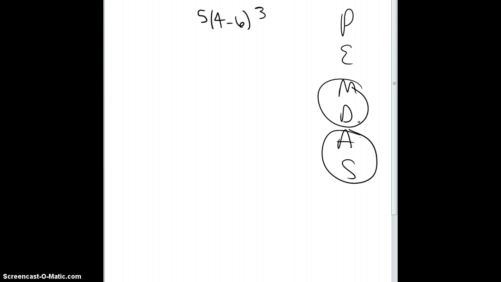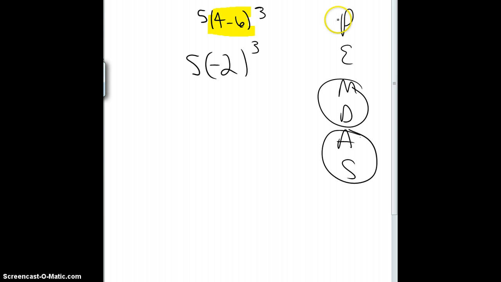So if you look at this, do I have parentheses or grouping symbols? I do. So right here is stuff in grouping symbols. So I'm going to do that first. So 5 parenthesis and then cubed. 4 minus 2 or 4 minus 6 is a -2. So I'm going to put a -2 in there.